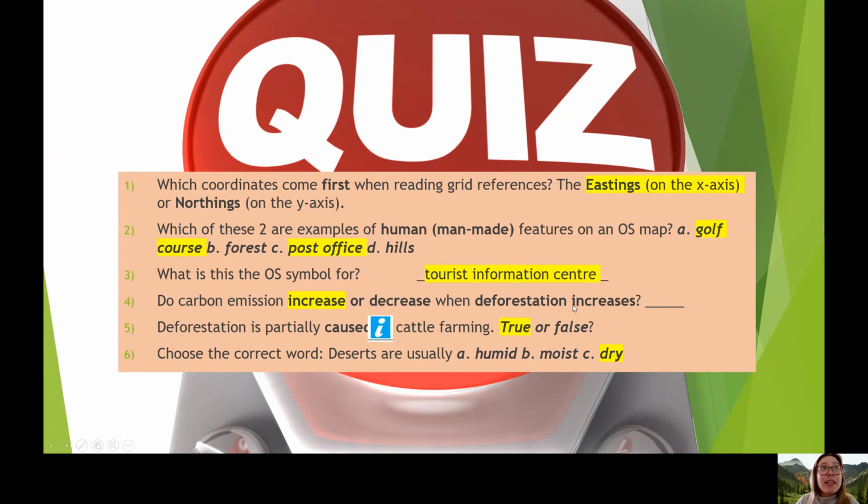And as deforestation increases, carbon emissions also increase because we are burning more wood, which increases carbon emissions. And also, there are less trees to absorb the carbon dioxide. And deforestation is partially caused by cattle farming. This is true. And deserts are usually dry. If air is humid or moist, there's a lot of moisture in the air, and that is not the case in deserts.